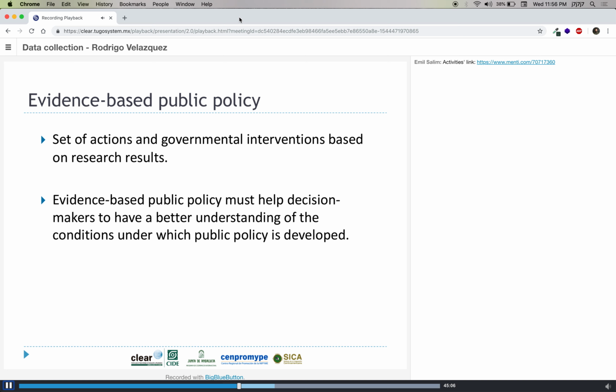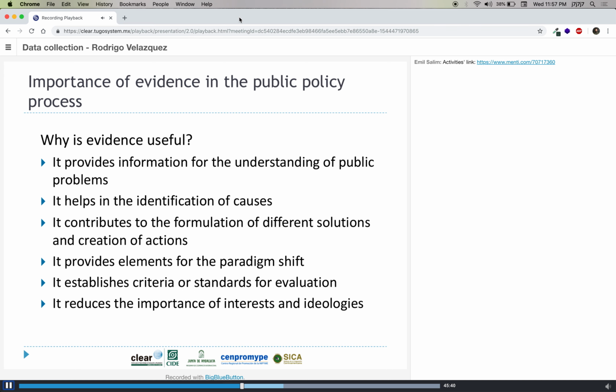as many decision makers know, we do not need to have evidence to implement a public policy. Maybe until the evaluation stage, we're going to collect evidence concerning this governmental action, but not necessarily from the beginning. So why is it useful? How do we use evidence? A first point is that it provides information, as I was previously saying. It provides information for the understanding of public problems.